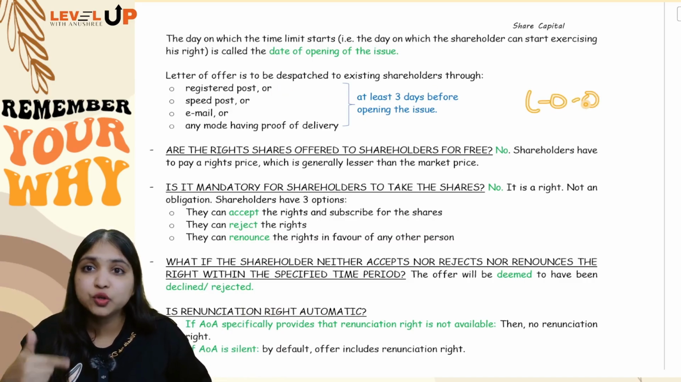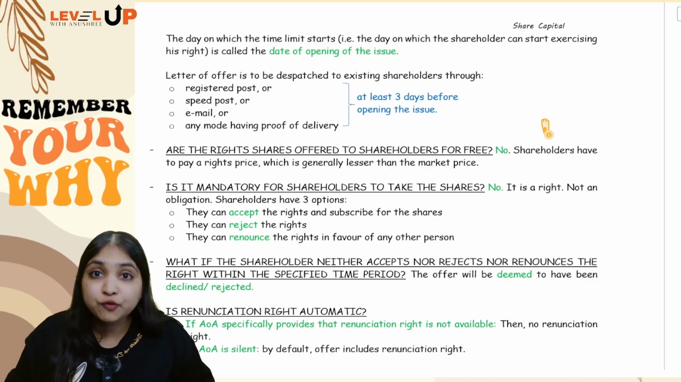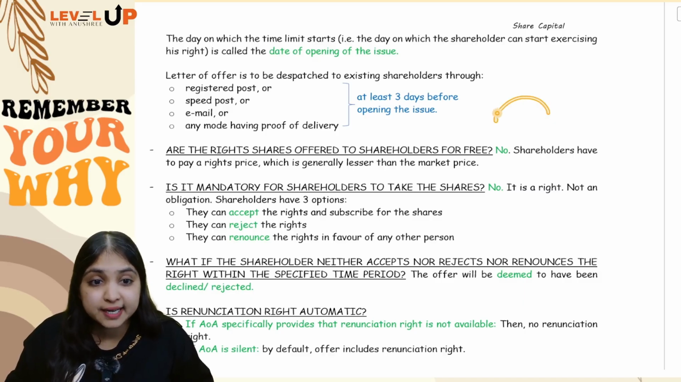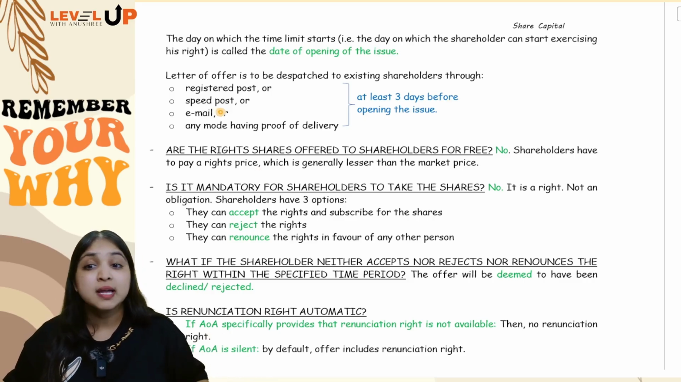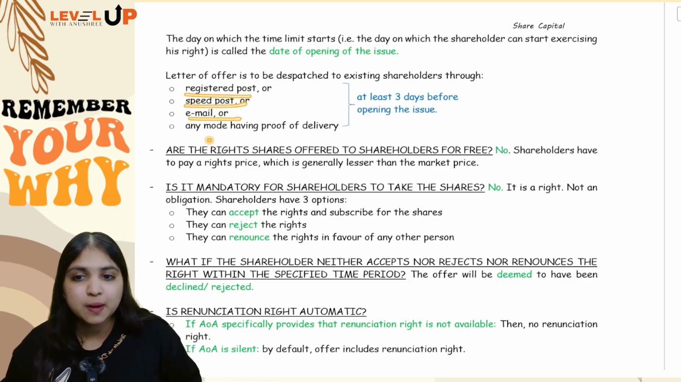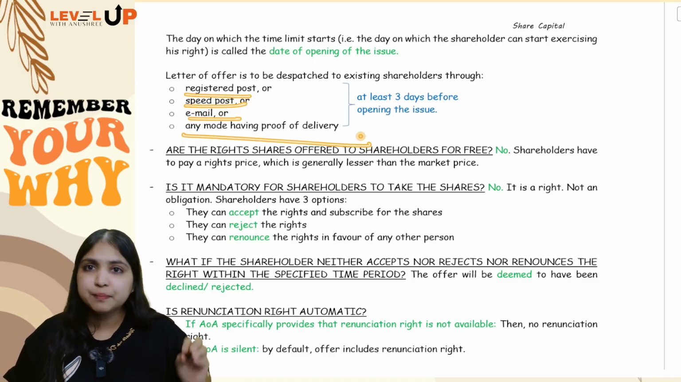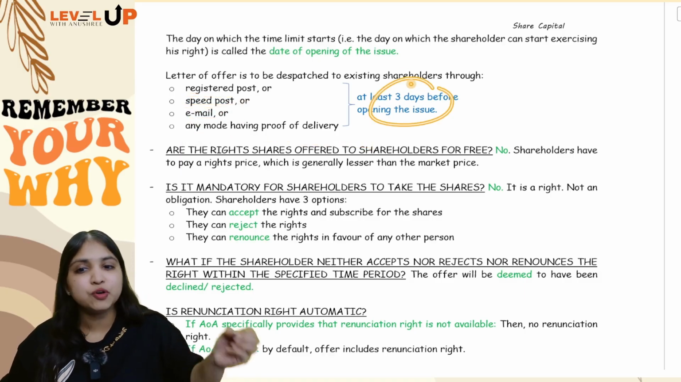Then we also learned about the letter of offer. When should it be sent to the shareholders? We will see the date of opening the issue. Before that, leave 3 days. At least 3 days before opening the issue, the company should send the letter of offer to all the existing shareholders, either by registered post, speed post, email, or any other mode having proof of delivery.